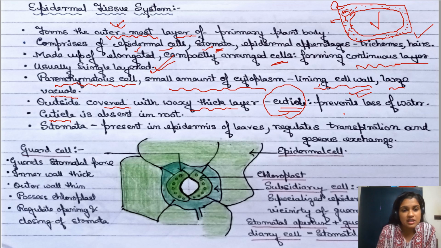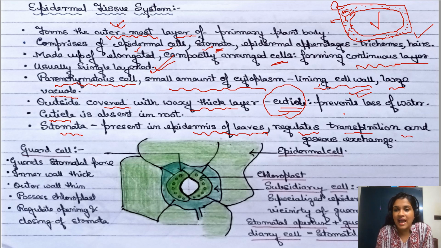Now stomata. Stomata is present in the epidermis of the leaves, and it regulates transpiration and gaseous exchange. Now let us see a picture of stomata.